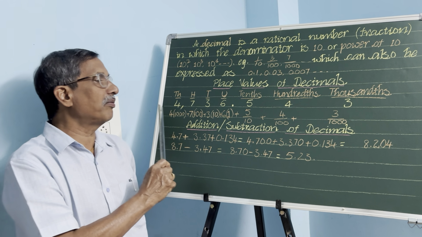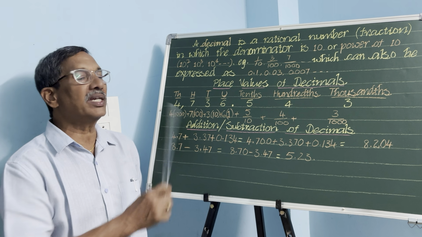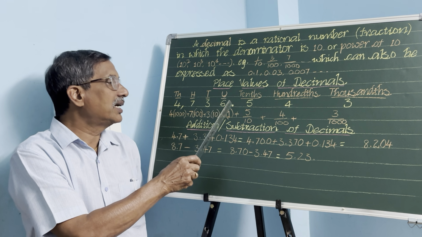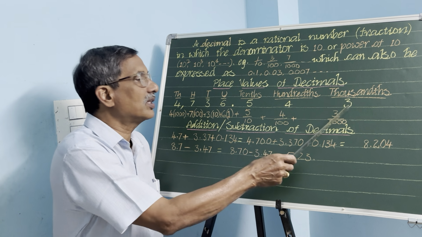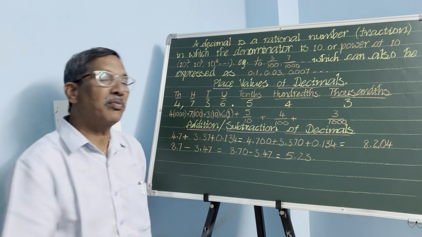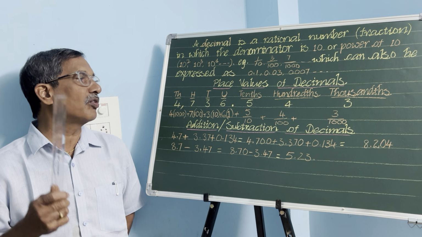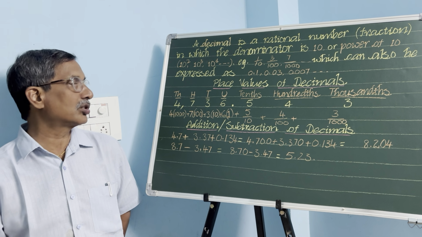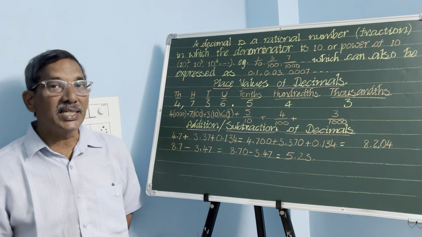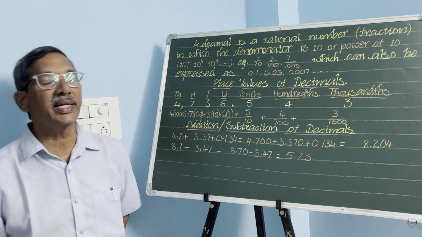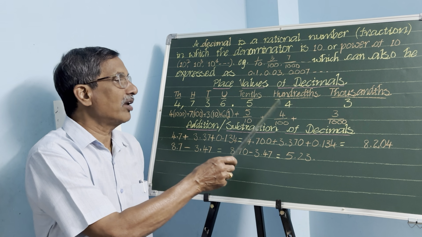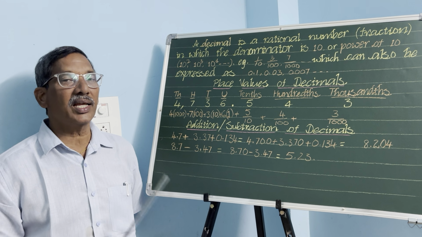See here, the value of the number is this; we read it as 4736 decimal 543. You cannot read it as 543 because it is not 543. It is only 5 tenths, 4 hundredths, and 3 thousandths. So we read this number as 4736 decimal 543. It can also be read as 4736 point 543.